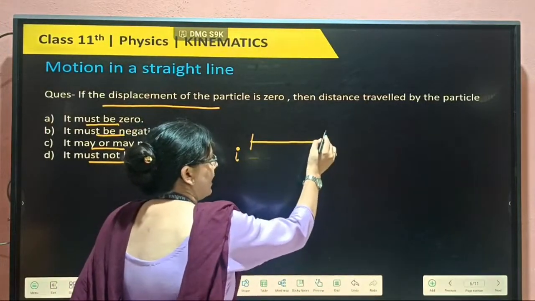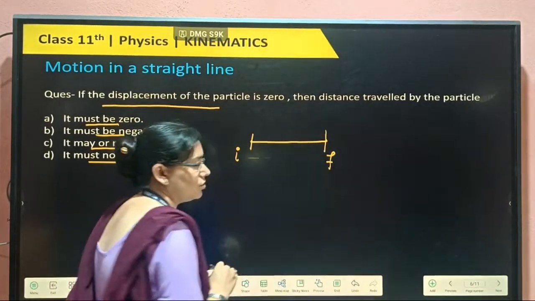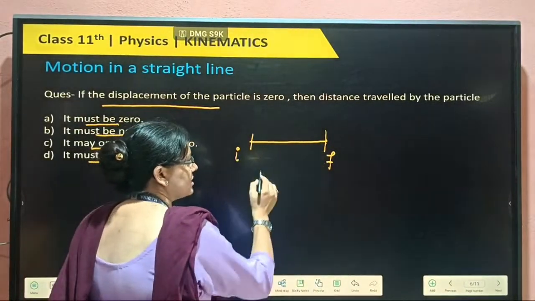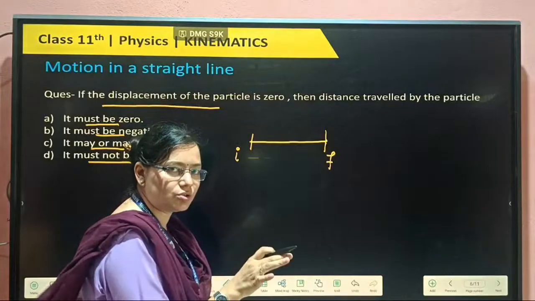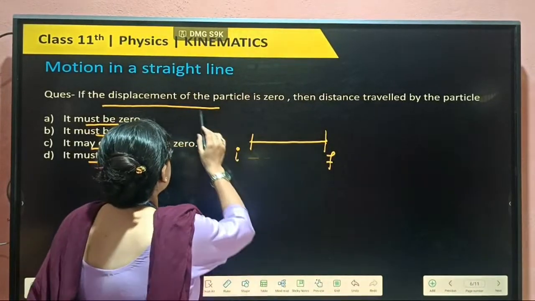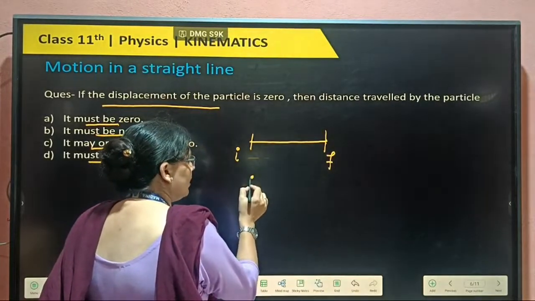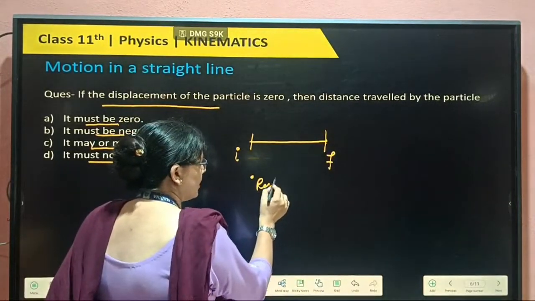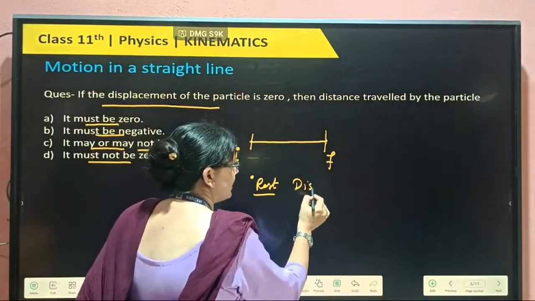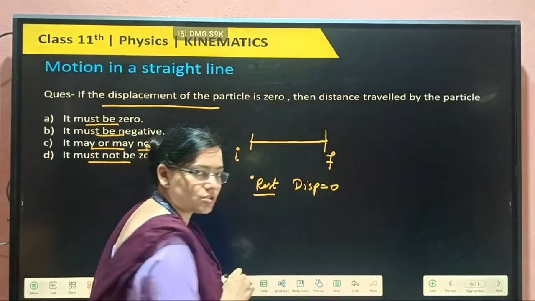Okay, for example, if your initial point is this one, starting from here and going up to this point, then this path we can say is equal to distance and displacement, this is the shortest path. But in some cases, if we are here only, at rest, not starting, we can say displacement is 0 only, distance also 0.